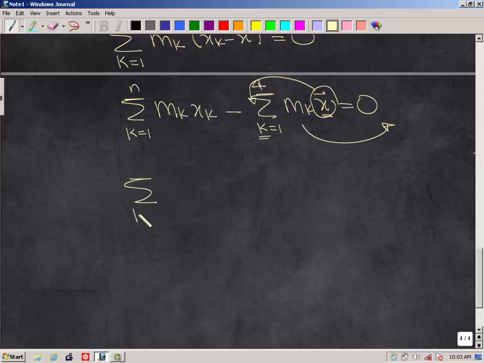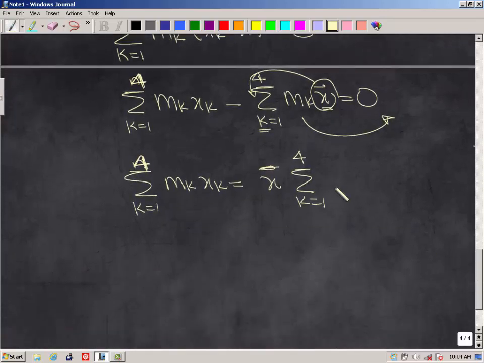So we get summation k is equal to 1 to n m sub k x sub k is equal to x bar summation k is equal to 1 to 4. Not n, it should be 4, since we have 4 masses. I'm used to writing n's when we did area under the curve. And then we have m sub k. So I moved this second summation to the right hand side. I pulled out an x bar because it had nothing to do with k, so that's a constant, so we can pull a constant out of a summation.